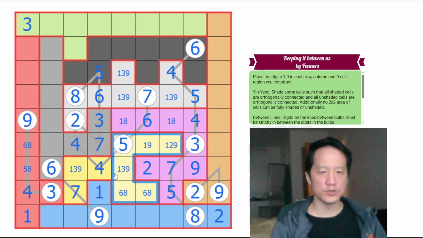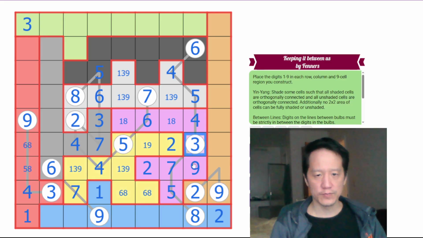Where is the 2 in the yellow region? It has to be here. So this is a 2. This is 9. We have a 1, 8, 1, 8 pair, which means in row 5, the rest of the digits are 5 and 7. But this can't be 7 because of the 7 in the region, so this must be 5, which makes that a 7.